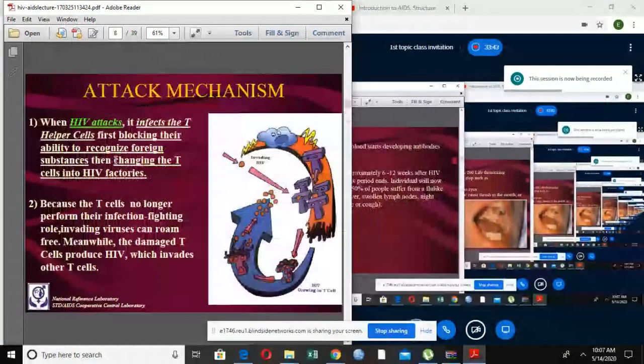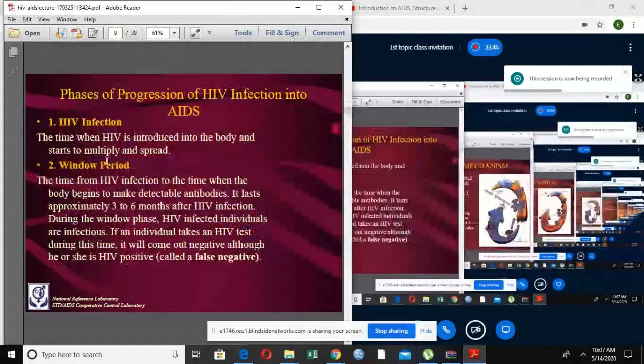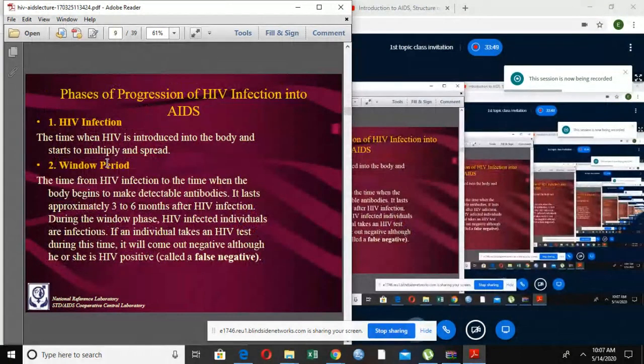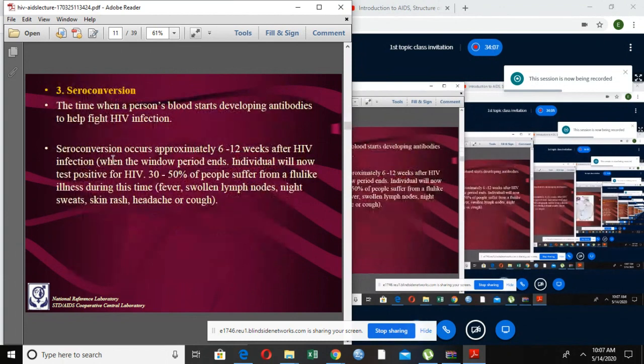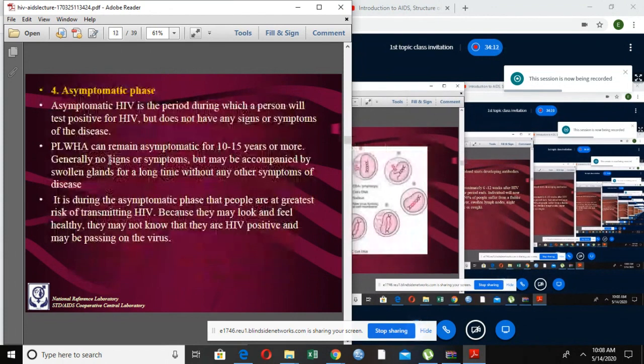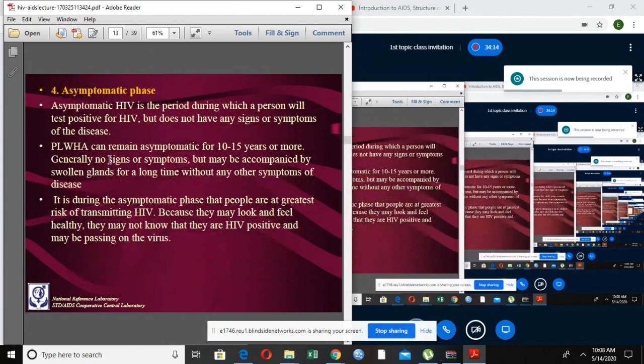We start with when the HIV infects your body. Then we go to the window period, when you're not showing any antibodies, since the body has not yet developed detectable antibodies that will help you test positive, meaning that at the window period you're not able to test positive. Then you have seroconversion, where the body now starts to develop antibodies. Now you are able to test positive. Then after that, you have the asymptomatic phase, where you're testing positive, but you're yet to show any sign or symptom.